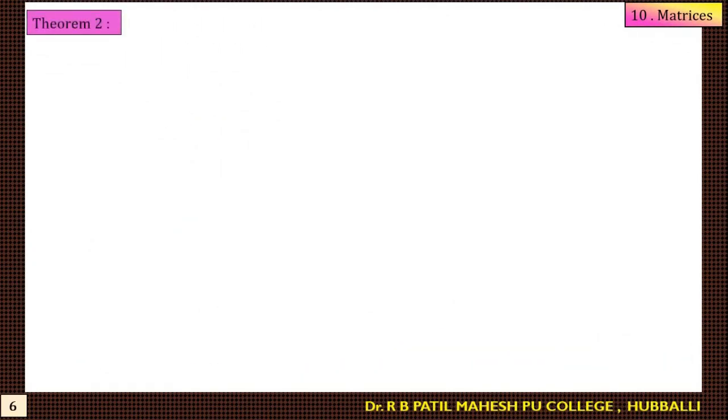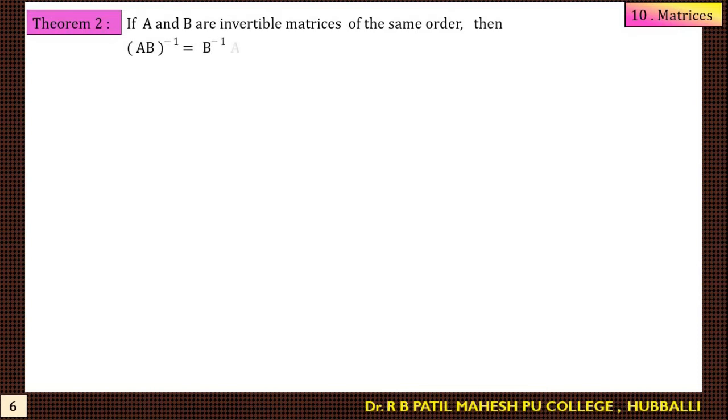Now another theorem. If A and B are invertible matrices of the same order, then AB whole inverse is equal to B inverse into A inverse. That means the inverse of the product of two matrices is always equal to B inverse matrix into A inverse matrix. So this is a very important result for the inverse of the product of matrices. So remember, this is a very important theorem.